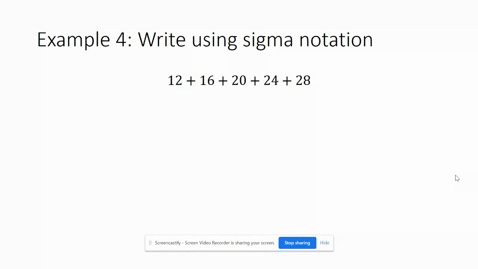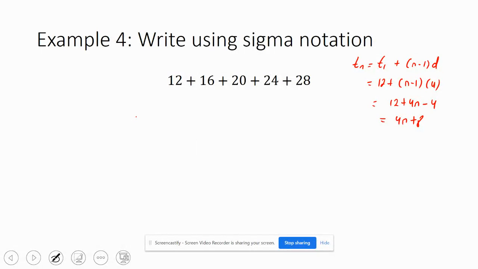Okay, so example number 4: write using sigma notation. Taking a look at this for a second here, guys: 12, 16, 20, 24, 28. I hope you recognize that this is an arithmetic series. What I want to figure out is the general term. So I'm going to look at my arithmetic sequence formula. It's 12 plus n minus 1 times 4, which is 12 plus 4n minus 4, which is 4n plus 8. So this can be my general term.